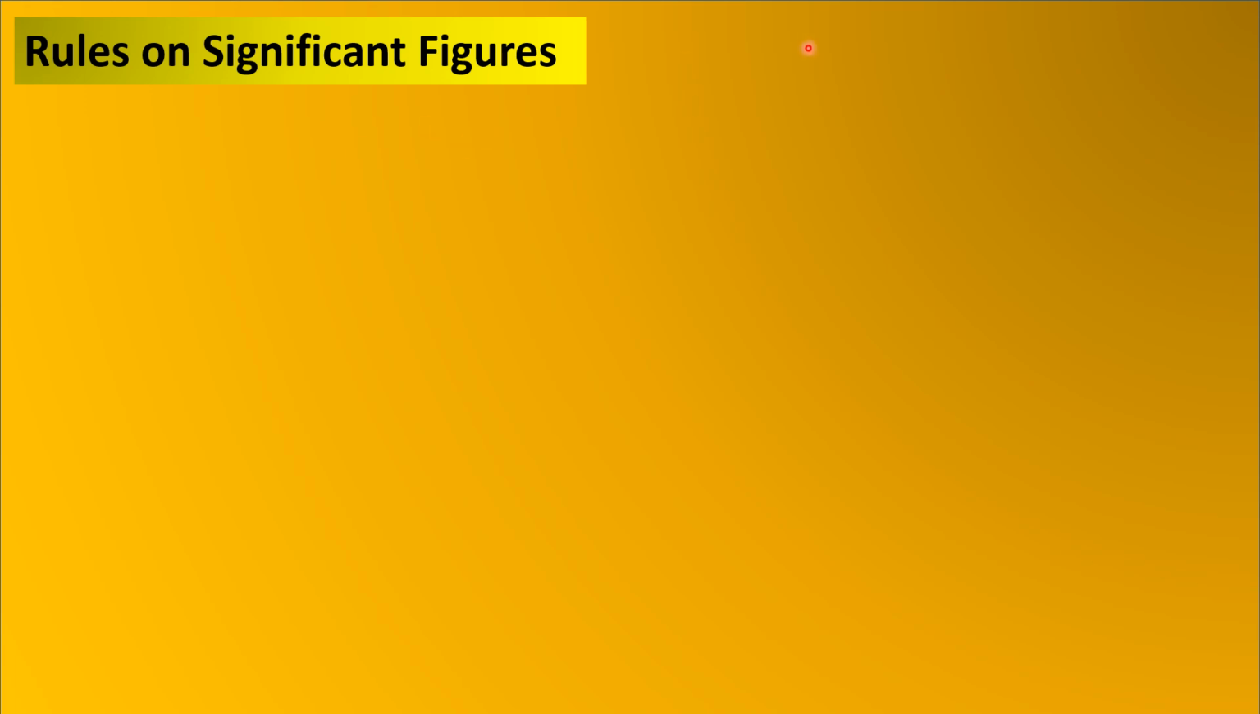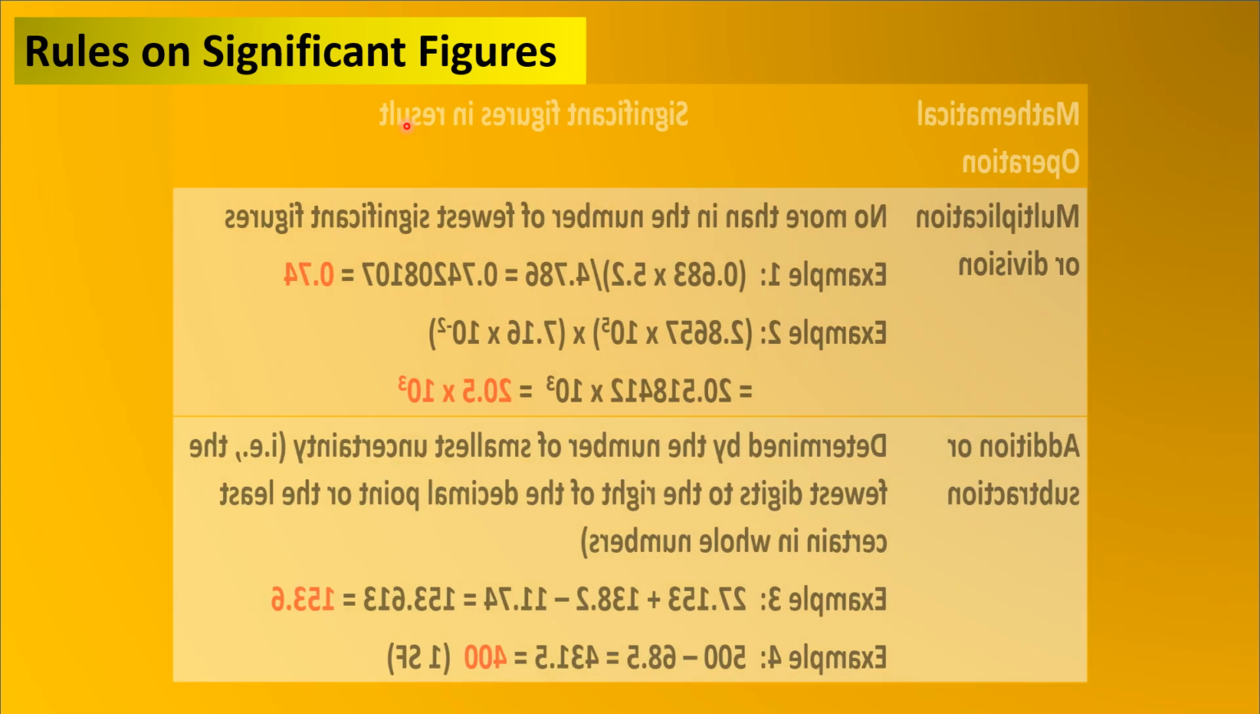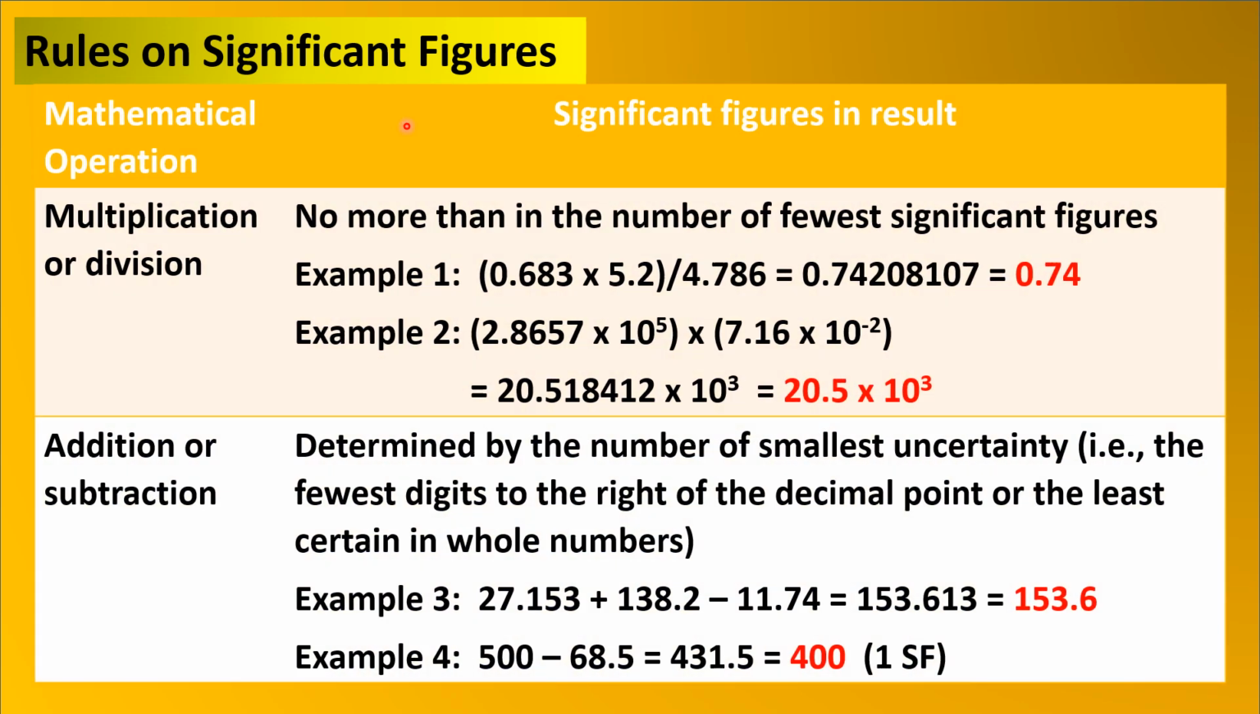There are also rules on significant figures when we are doing the four basic operations: addition, subtraction, multiplication, and division. So let's talk about multiplying and dividing numbers. The rule is: no more than the number of fewest significant figures.